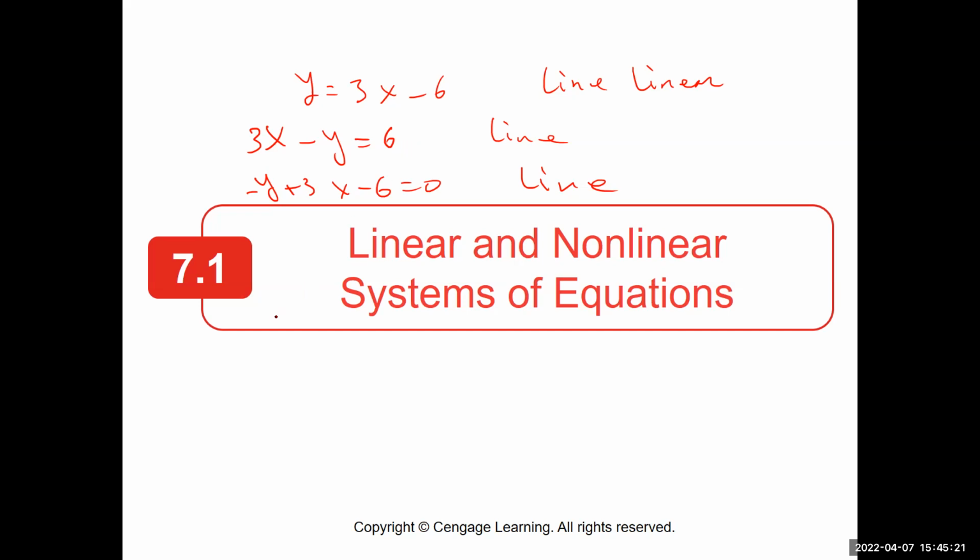Now, if the equation has a square in it, like x squared minus 3x plus 2 equals y, this is called a parabola, which is second order or nonlinear. That means it is not a line. When they say nonlinear, it is not a line. That's a curve. Okay, this is a curve.